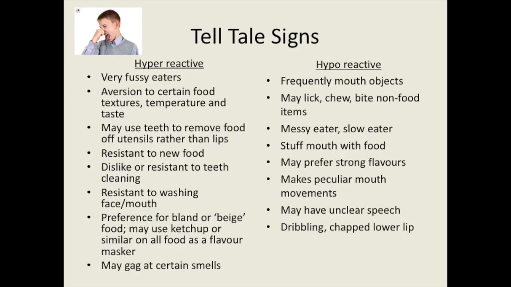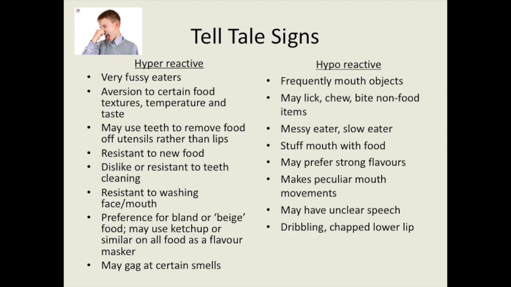So for those children that are hyperreactive, they may be fussy eaters. They may have an aversion to certain food textures, temperatures and taste. They may use their teeth to remove food off utensils rather than their lips. They may be resistant to new foods, dislike or resist teeth cleaning, resist washing around the mouth and face area. And they may have a preference for bland or beige food, and they may use ketchup or something similar to mask the flavours. And they may gag at certain smells.